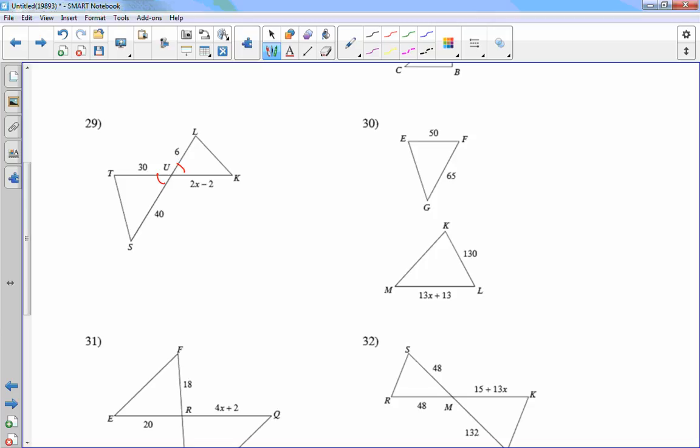We need to find x. We need to set up a proportion. We have two triangles, right? We have the left triangle and we have the right triangle. Can we make a ratio of information with the left triangle? How, Johnny?